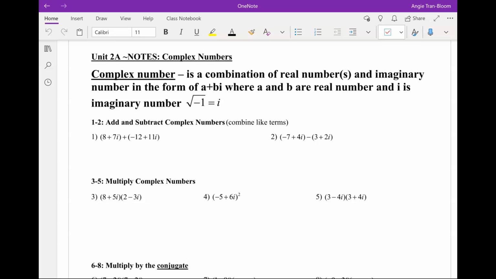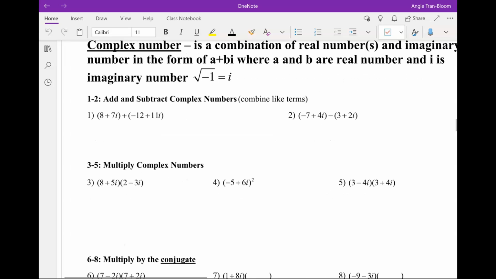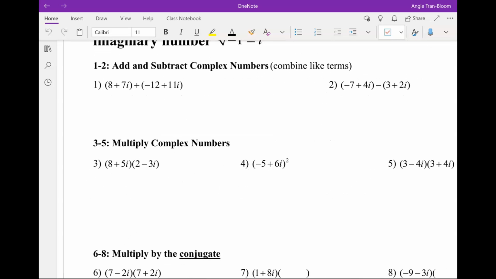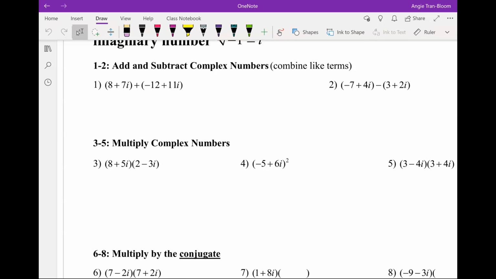Can you help me, Slater, read the instruction to examples 1 and 2? Subtract complex numbers by like term. Perfect. So class, you're going to add and subtract it normally. 8 plus 7i plus the quantity of negative 12 plus 11i. So what you want to do is write all the real numbers together and group all the imaginary numbers together. So 8 plus 7i, what's your real number? 8. What's your imaginary number? 7i. We're going to group that later with the 11i.